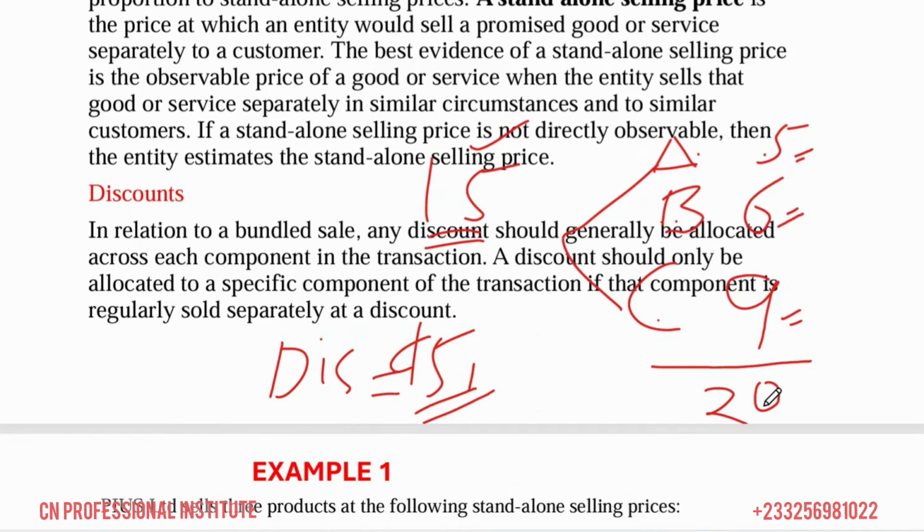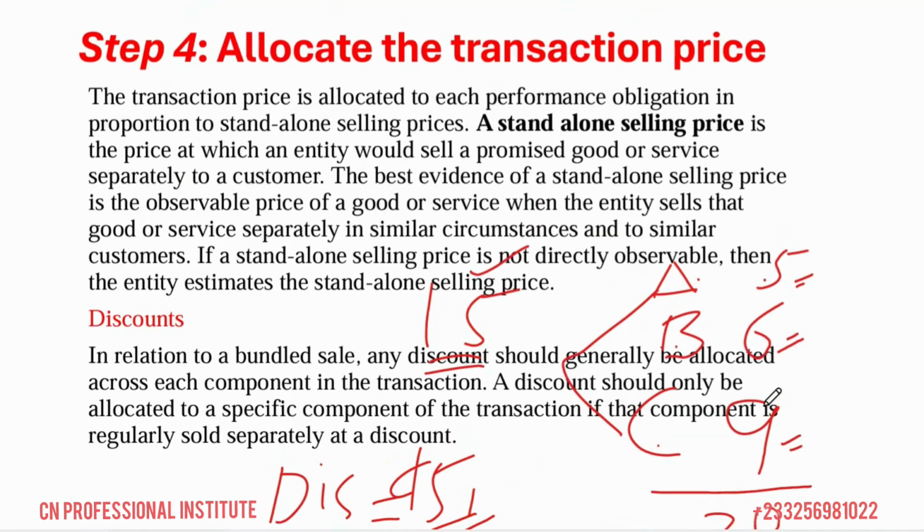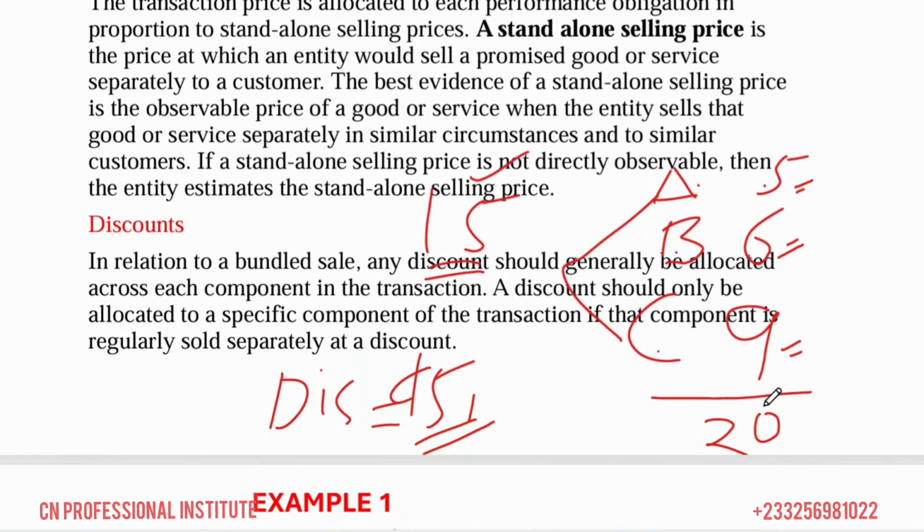Because if you sell them alone, each of them, you get 20 cedis. But you place all the 3 products together and you are selling them for 15 cedis. So there's a discount of 5 cedis. Are you following? So we said the stand-alone.